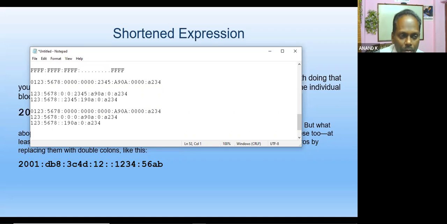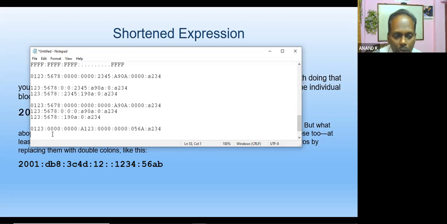I'll give another example. Here I will replace this one with 0000, this one with A123, this one with 000, and this one with 56, something like this. Like this, I have given an address. Now, how is this going to happen? 0 0 A123 colon 0 colon 0 colon 056A colon A234, in this way.